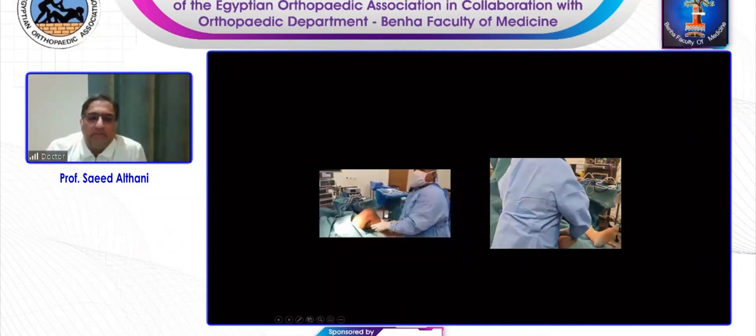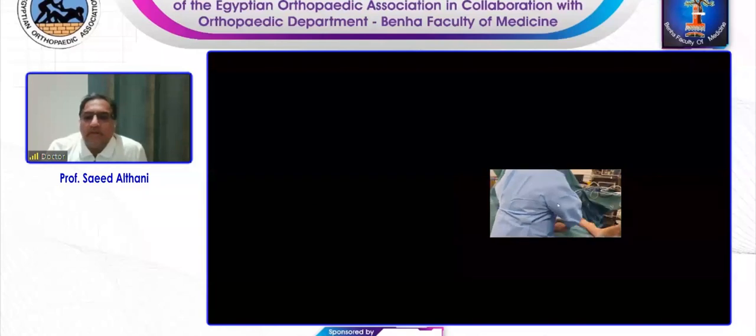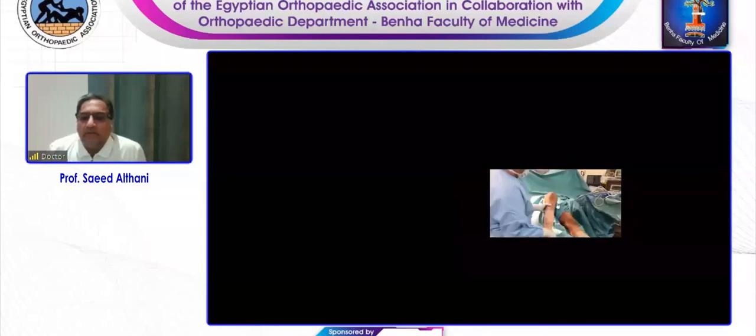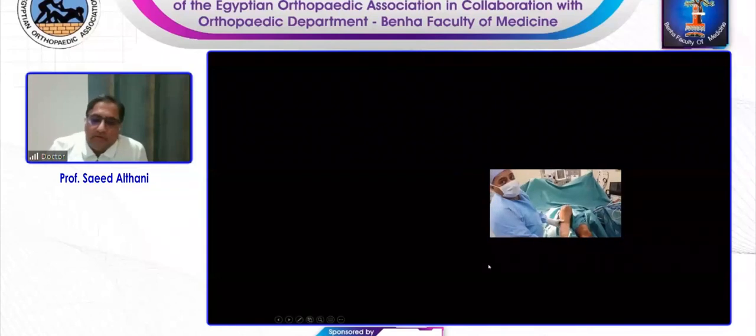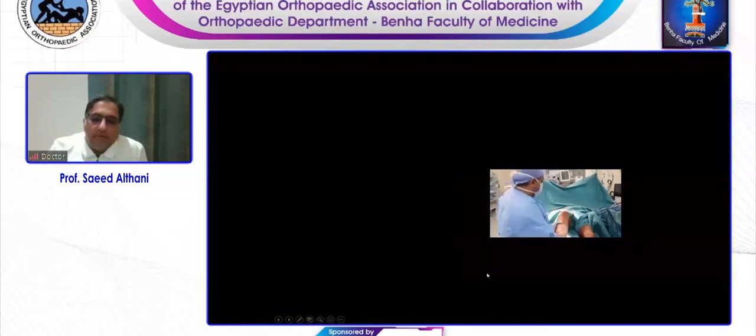If you look here, you can see the lateral corner is totally loose. The foot is way off.